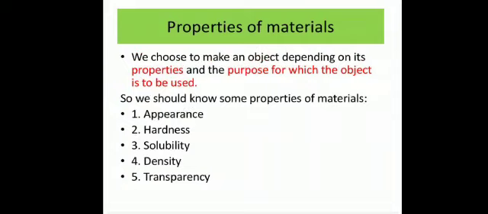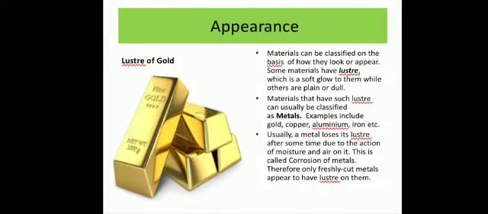So we will now discuss all these different methods of classification of materials in detail one by one. So starting with appearance. If we look at a gold ornament, we will find that it has a shiny appearance. In science, the shiny appearance is indicated by the term luster. Okay. So gold is said to have luster. Luster means in Hindi we can say chamak.